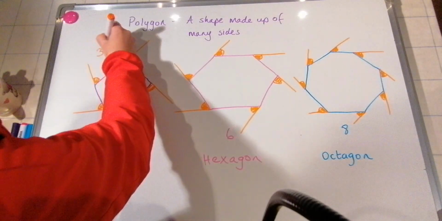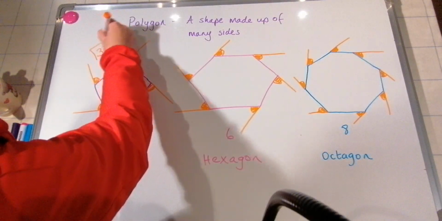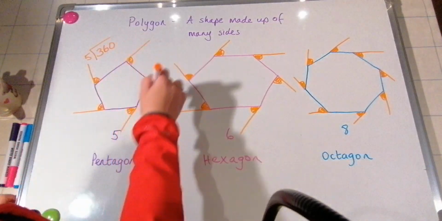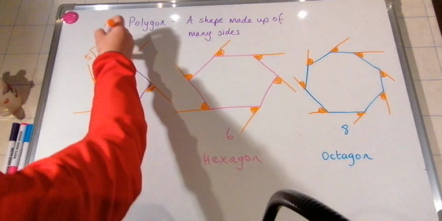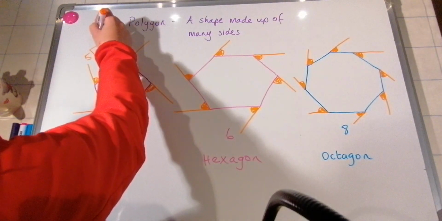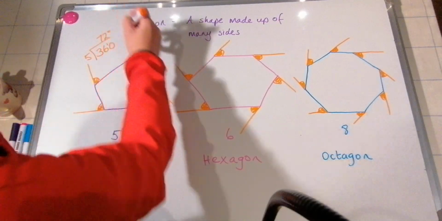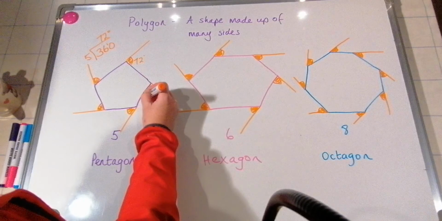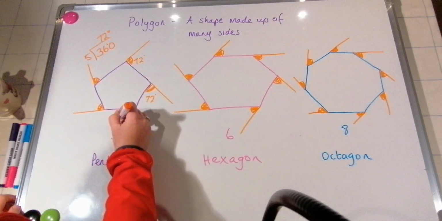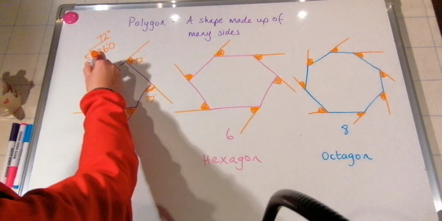So that exterior angle there is going to be 360 divided by 5, because I've got 5 exterior angles. So 5 onto 36 is going to go 7 times, with 1 left over. 5 onto 10 will go twice. So an exterior angle there is 72. All the exterior angles in my pentagon are going to be 72.